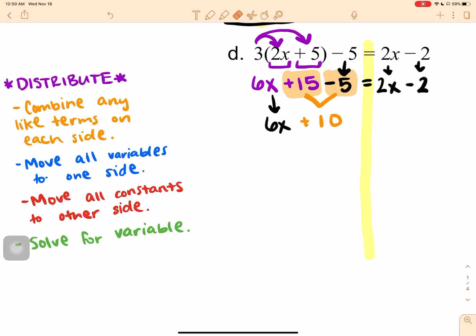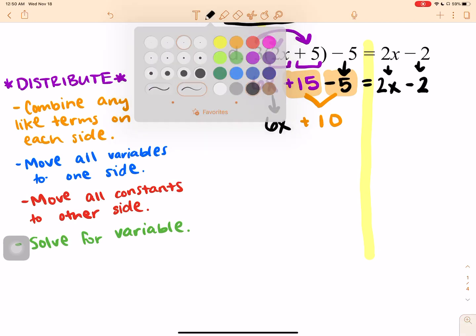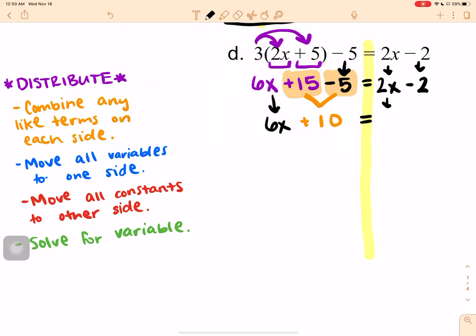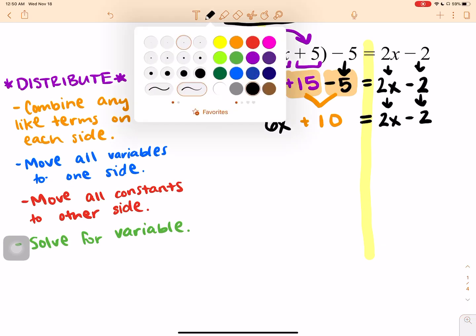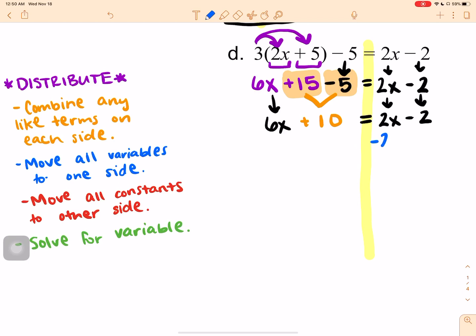So now if we look at the right side again, we'll see, oh, okay, so there are no like terms on the right side because 2x and negative 2, they need to both have an x or neither one has to have an x in order to be like terms. So now we want to move all variables to one side. I'm going to subtract 2x from both sides. This cancels out. 6x minus 2x is 4x. And then we bring down the 10, because that one does not have an x. And then we bring down the negative 2.